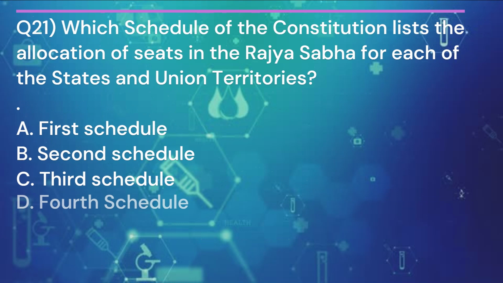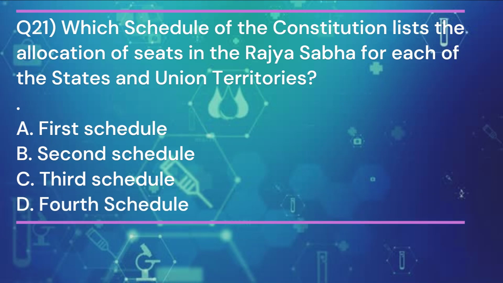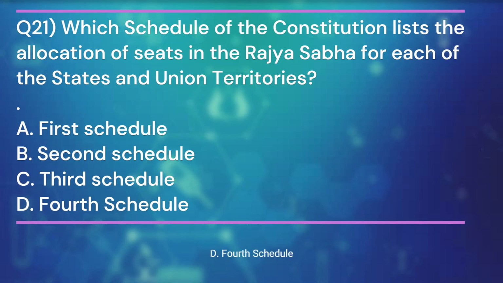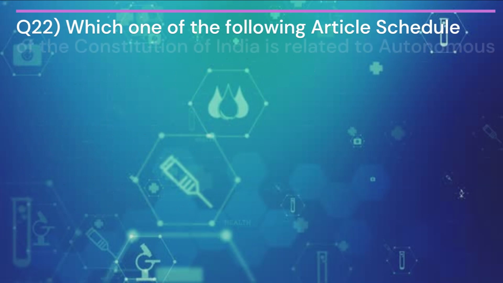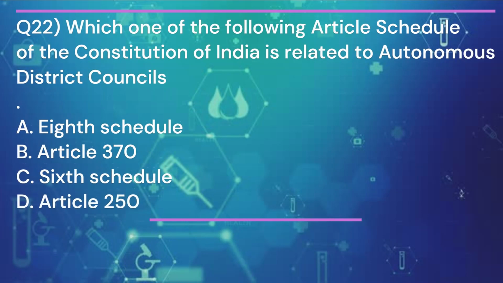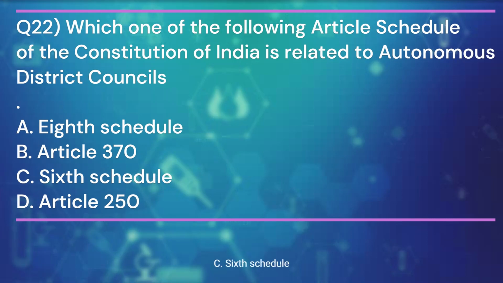Which schedule of the Constitution lists the allocation of seats in the Rajya Sabha for each of the states and union territories? And the answer is D. Fourth schedule. Question 22. Which one of the following article schedule of the Constitution of India is related to autonomous district councils? And the answer is C.